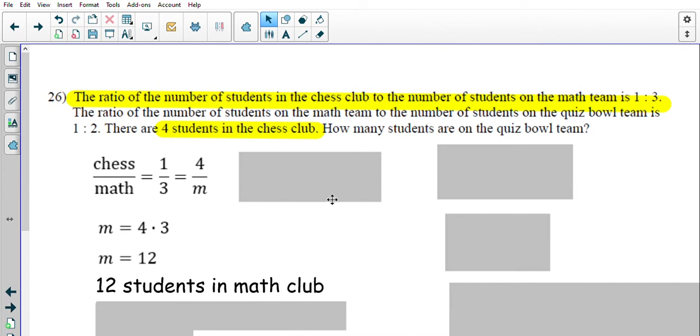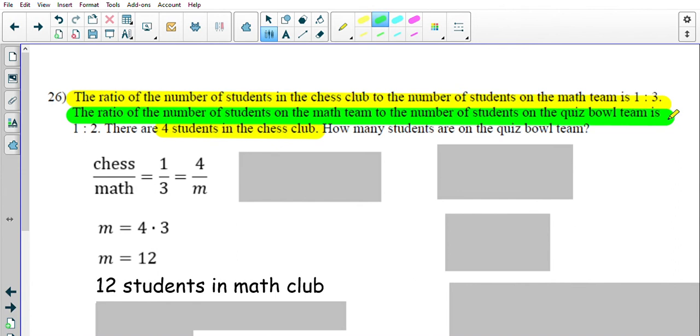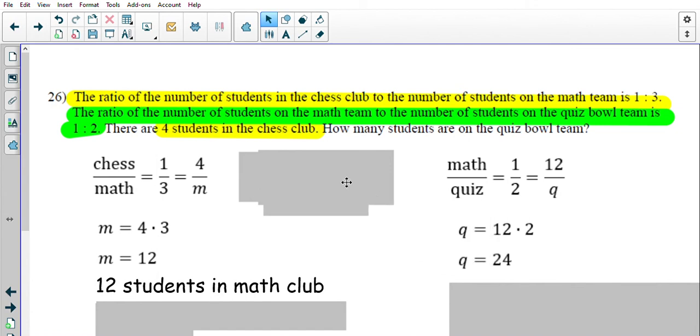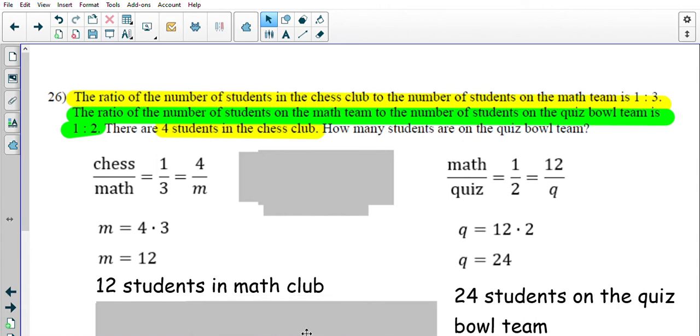So then, and I'll highlight this in green, the ratio of the number of students on the math team to the number of students on the quiz bowl team is 1 to 2. So I've got math to quiz bowl here. And I know 12 students are in the math club. I use Q for quiz bowl team. Cross multiply, we'll take 1 times Q is Q, 12 times 2 is 24. So what it means for us is, well, we've got 24 students on the quiz bowl team.